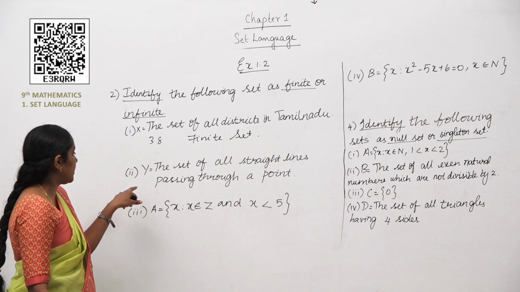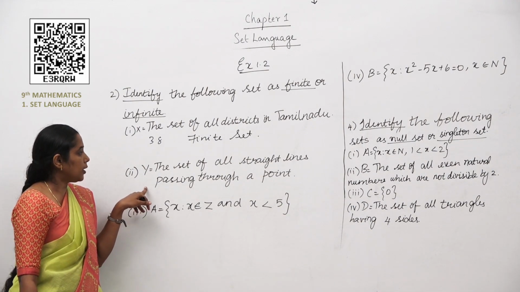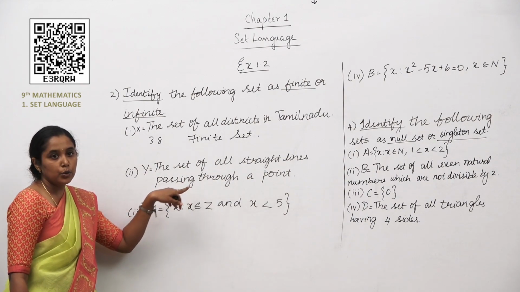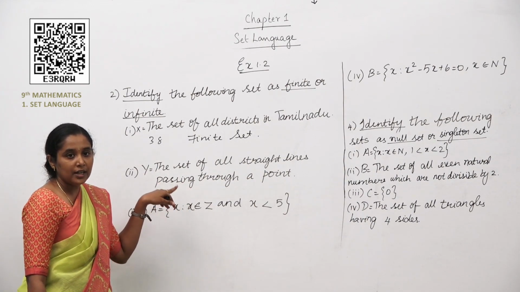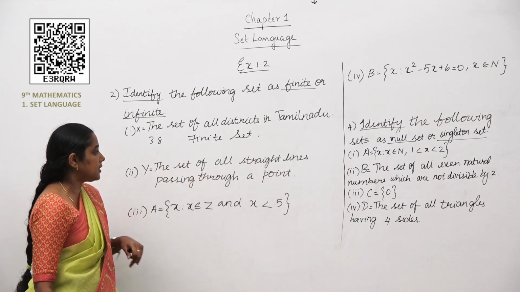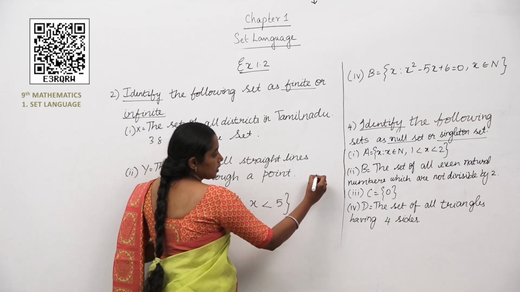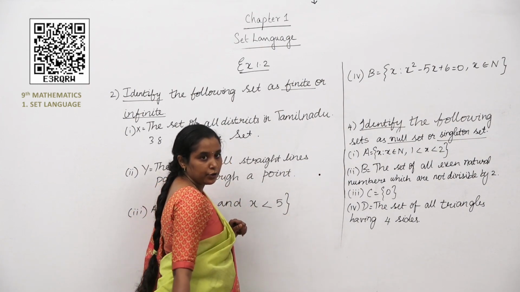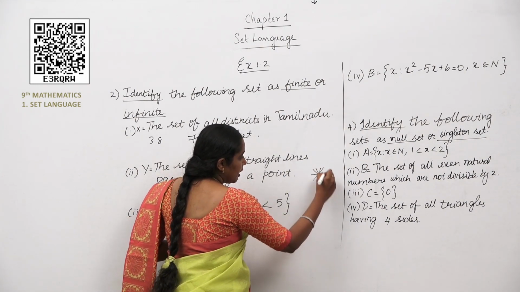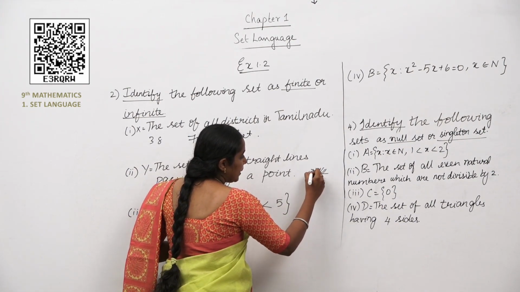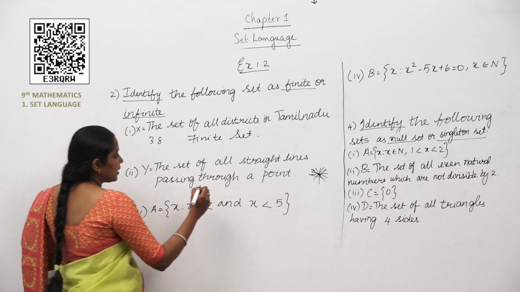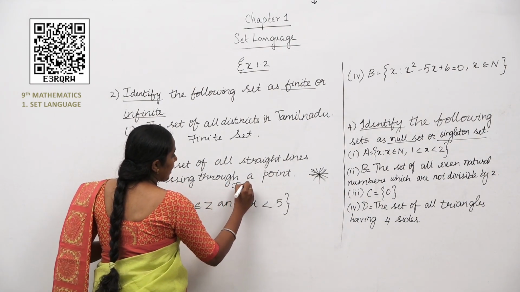Second subdivision, Y is equal to the set of all straight lines passing through a point. This you would have learnt in geometry. Suppose you take a point, you can draw many lines that pass through the same point. So, what you can say, it is an infinite set.